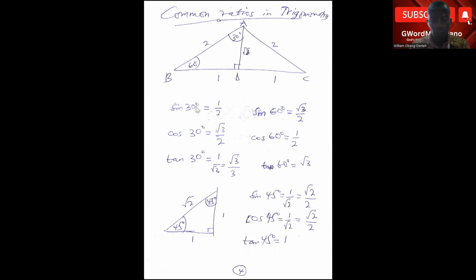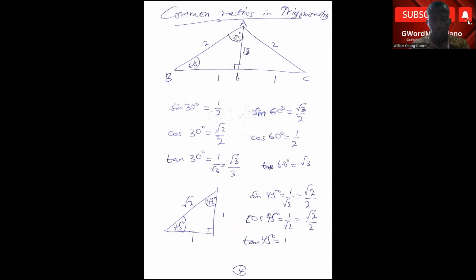So sine 30 will be opposite over hypotenuse. This is our 30, so this side is opposite, adjacent, and then hypotenuse. So we get 1 over 2. And then cos 30, that's adjacent over hypotenuse, square root 3 on 2.